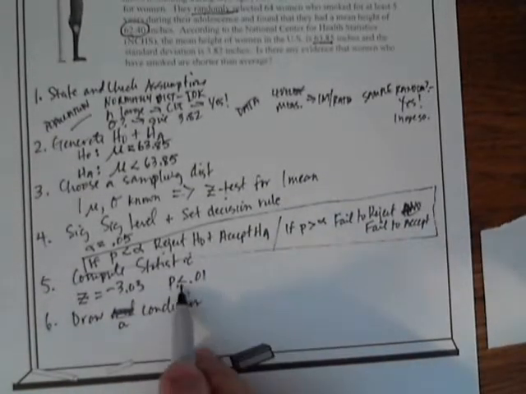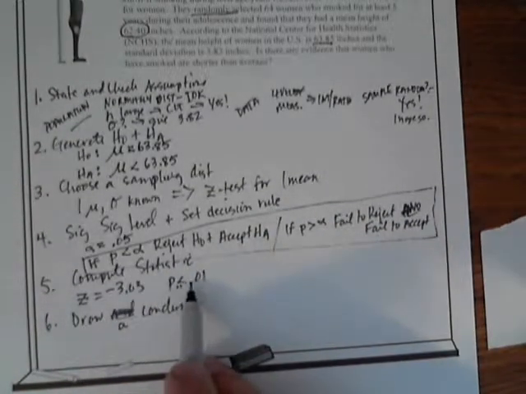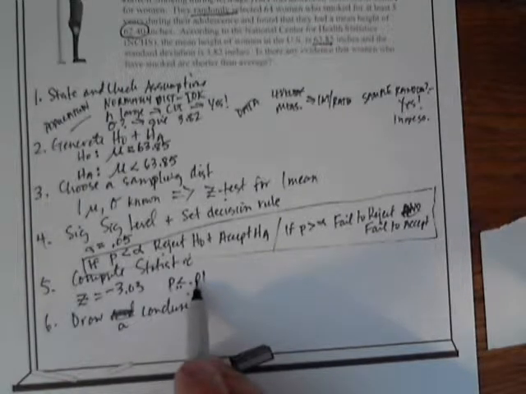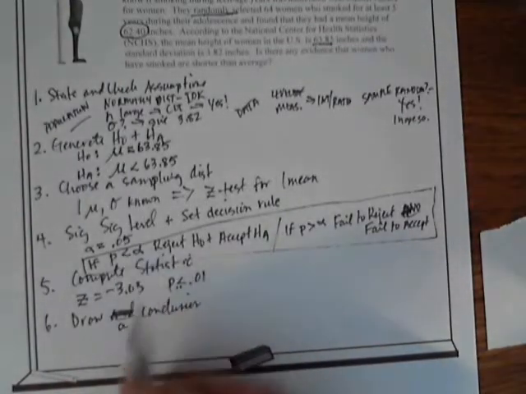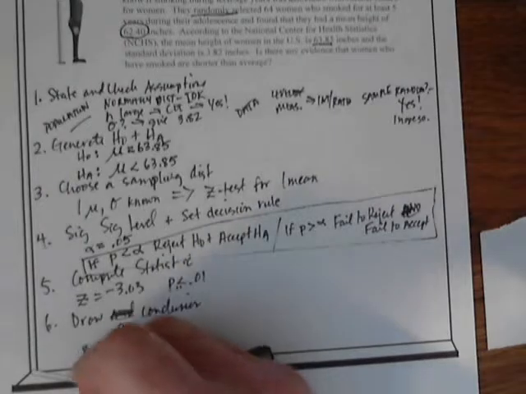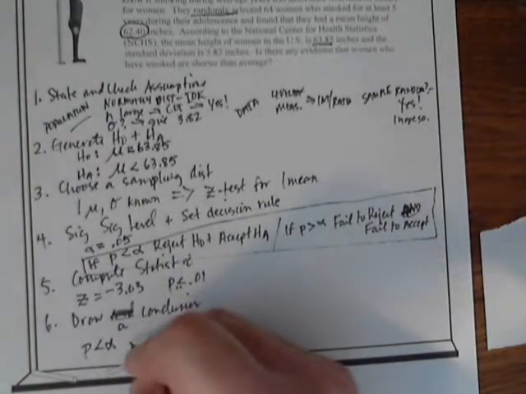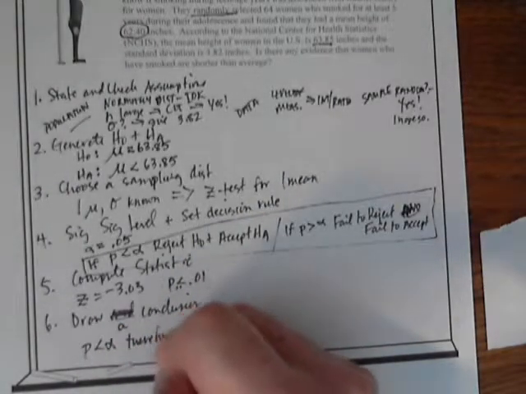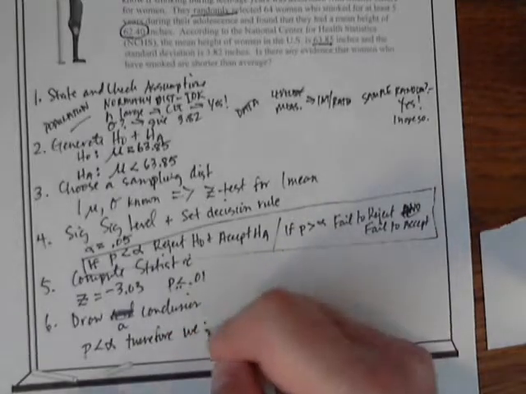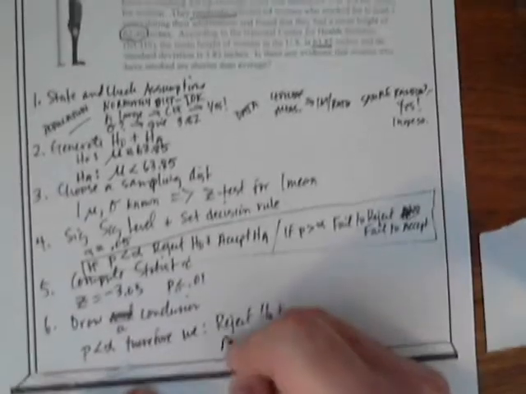Okay? Is p less than alpha? Our p-value is much lower than 0.01. Is this lower than 0.05? Yes. Our p is less than alpha. Therefore, we reject the null hypothesis and accept the alternative hypothesis.